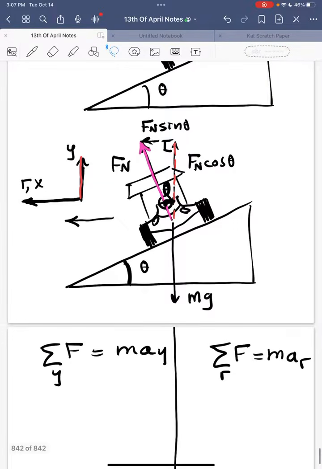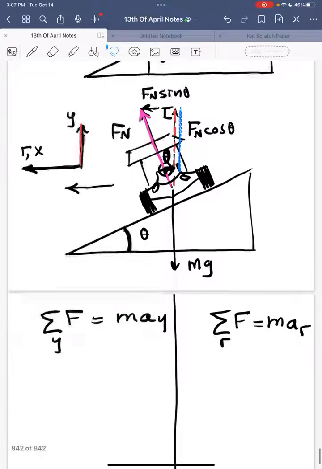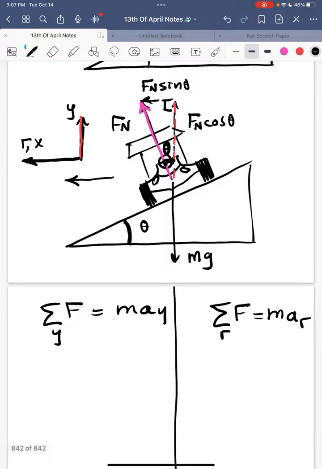So in terms of y, what I have is mg pointing down, and I have the normal force times cosine theta pushing up. So I can say something like this. Normal force times cosine theta minus mg equals the mass of the car times its acceleration in the y direction.